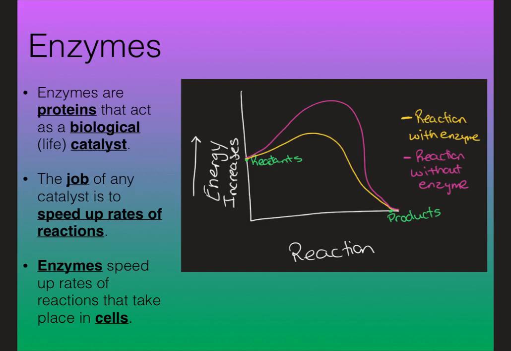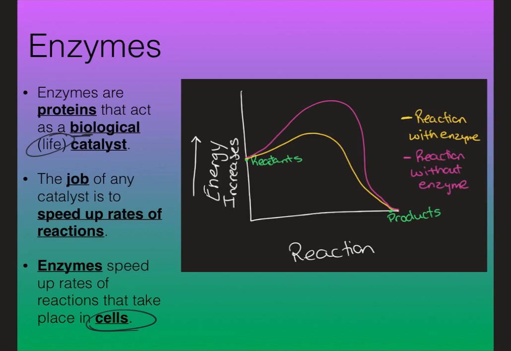So we're looking at enzymes. Enzymes are proteins. Remember, proteins are a type of biomolecule that we've talked about. Proteins are made of long chains of amino acids. Enzymes are biological catalysts. Bio means life, so these are things that occur within living organisms. The job of any catalyst is to speed up the rate of reaction. So enzymes, because they're a type of catalyst, are also going to speed up the rate of the reaction, but this is what takes place in cells, in those living things that we talked about.